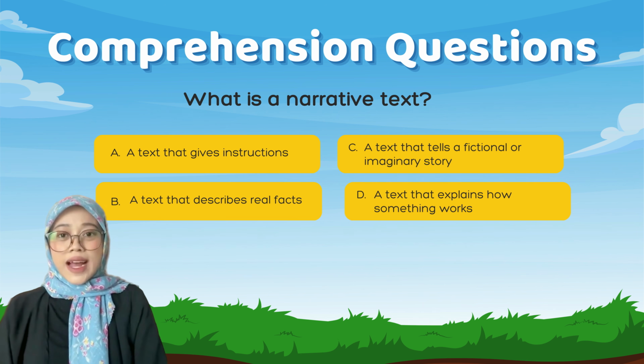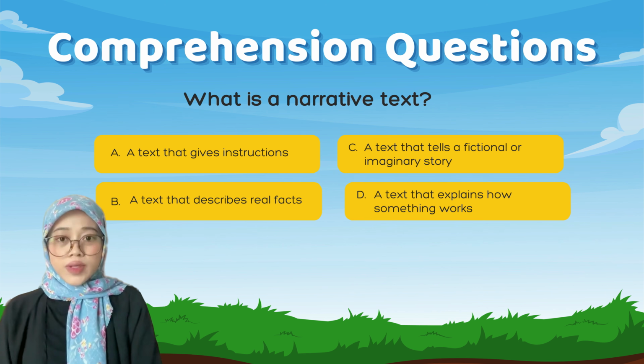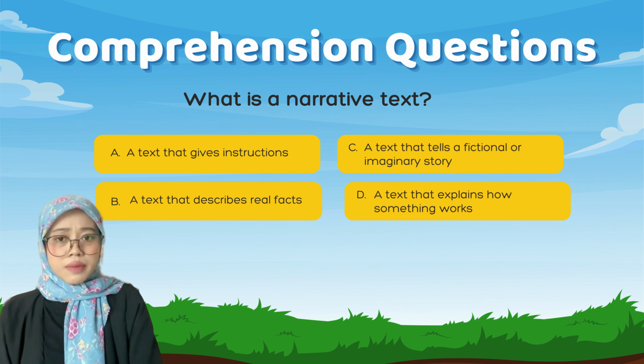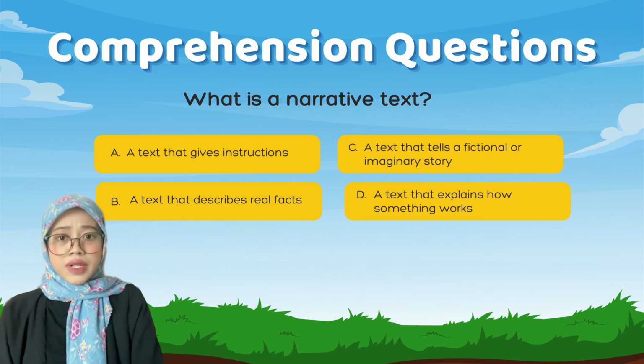Let's try to answer these 5 comprehension questions together. The first question is, what is narrative text? A, a text that gives instructions. B, a text that describes real facts. C, a text that tells a factual or imaginary story. And D, a text that explains how something works.